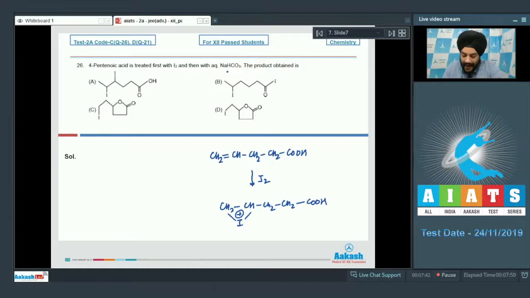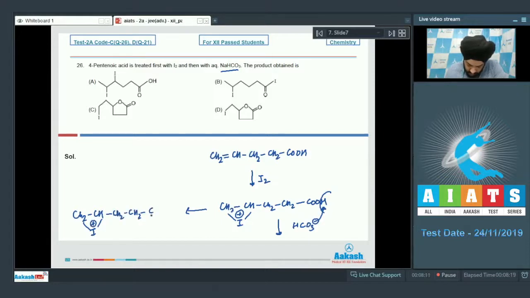Now, students, it is allowed to react with aqueous NaHCO3. The aqueous NaHCO3 is a base. It will extract the acidic hydrogen present in the carboxylic acid, leading to the generation of the carboxylate anion. So students, we're going to have the formation of the structure, students. Now this carboxylate anion will attack intramolecularly.